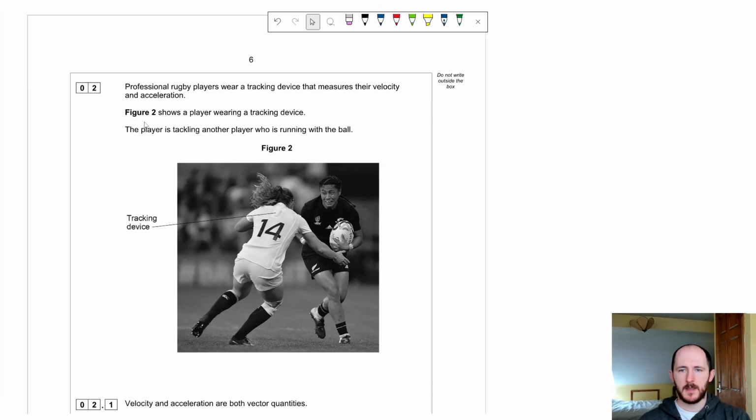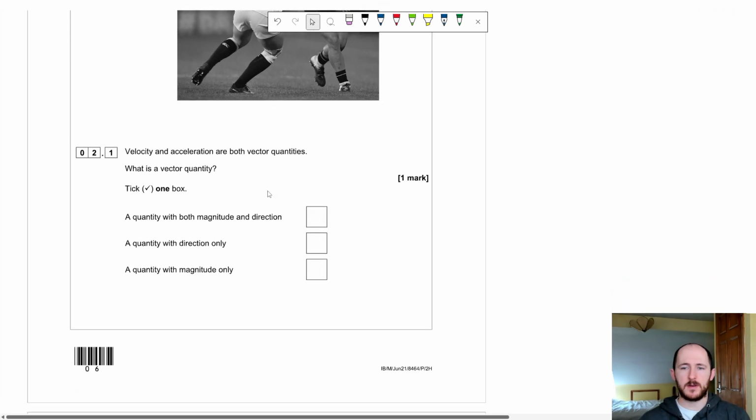Professional rugby players wear a tracking device that measures their velocity and their acceleration. Figure 2 shows a player with a tracking device, so apparently it's just on their back, on their shirt probably. The player is tackling another player who's running with the ball. Velocity and acceleration are both vector quantities. What is a vector quantity?